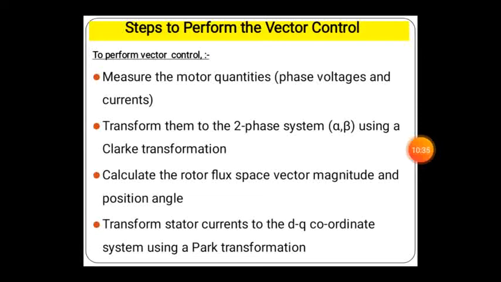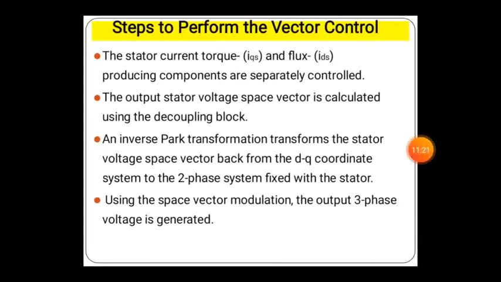Now we are going to the steps to perform the vector control. So how the vector control method is performed, and this is the algorithm. According to that, we can perform the vector control method. First, measure the motor quantities, that is phase voltages and currents, and transform them to the two-phase system alpha beta using the Clarke transformation. Then calculate the rotor flux space vector, magnitude and position angle. Then transform the stator current to the dq coordinate system using the Park transformation.